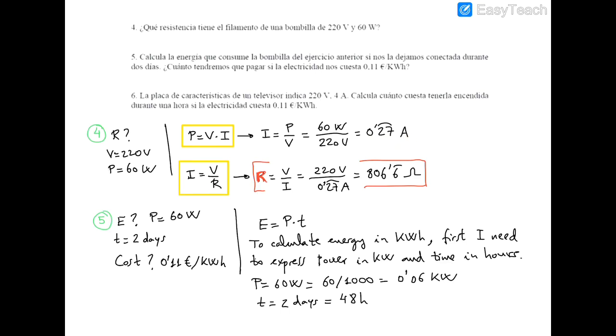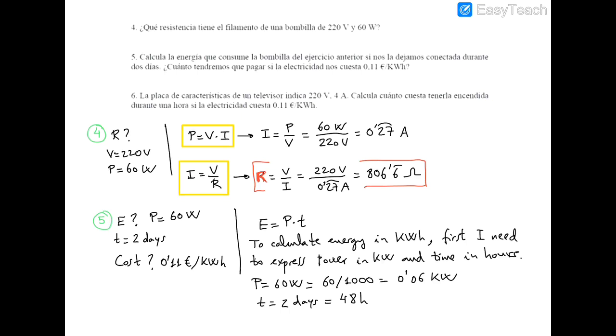Y a continuación podemos calcular la resistencia a partir de la ley de Ohm, puesto que sabemos el voltaje y sabemos la intensidad que acabamos de calcular. Así que sabiendo voltaje e intensidad, despejamos la resistencia, que es de 806,6 ohmios.